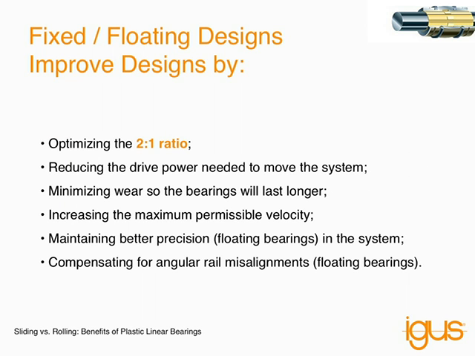The real critical thing about fixed and floating bearings and how they can improve your design is, number one, they optimize the 2 to 1 ratio, which in turn reduces the drive power that the system needs in order to move. That means you can maybe move something by hand that before needed a motor, or you may be able to undersize your motor. It minimizes the wear in the bearing since the lever is decreased. It also increases the max permissible velocity of the system, and overall, contrary to what you might think, floating bearings actually help to maintain better precision and clearance in the overall system over its life. They also help to compensate for angular misalignments in the rails or shafts.